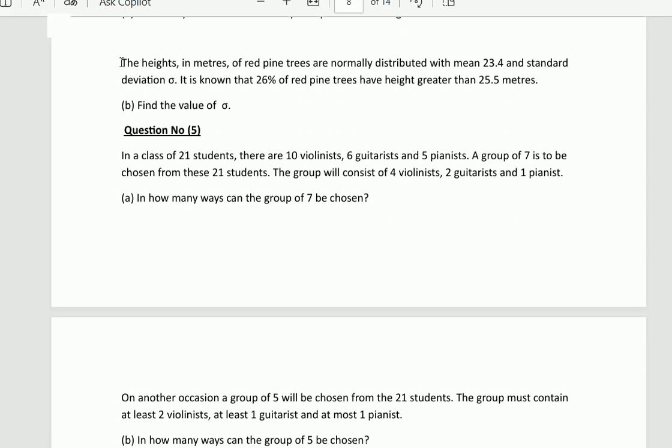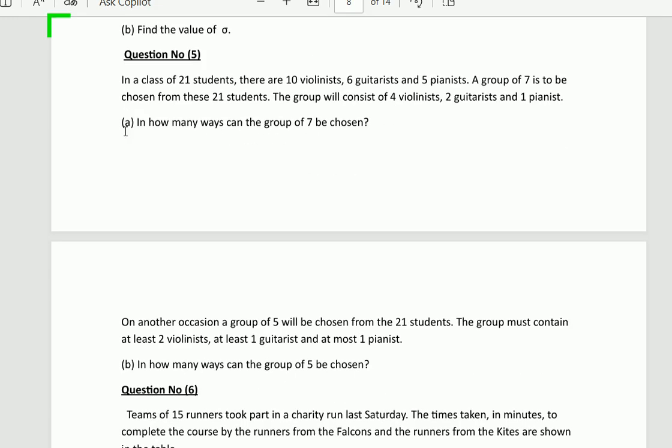The next part B is, the height in meters of red pine trees is normally distributed with mean 23.4 and standard deviation sigma. It is known that 26% of the red pine trees have height greater than 25.5 meters. Part B, find the value of sigma.